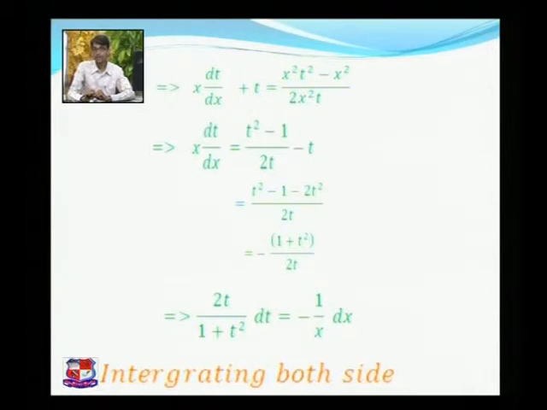So note that to solve the homogeneous differential equation, first we need to take y upon x is equal to t, that means y is equal to xt, and then simplifying and putting all these values in our main homogeneous differential equation, and after simplifying we will get the variable separable format. So here we have got the homogeneous differential equation into variable separable format.